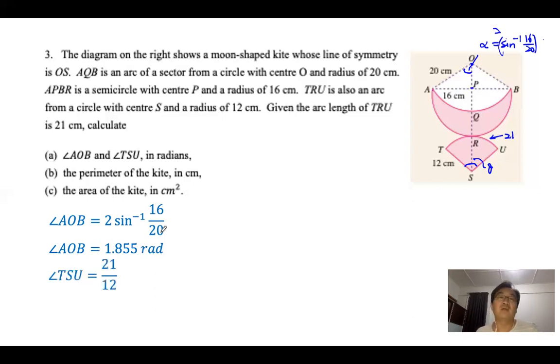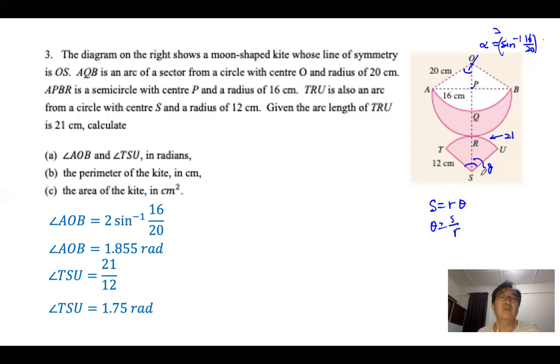Then TSU is quite simple. We just use the formula s equals r theta, so theta equals s over r. So s is 21 divided by 12. So you get 1.75 radian. This is part a.